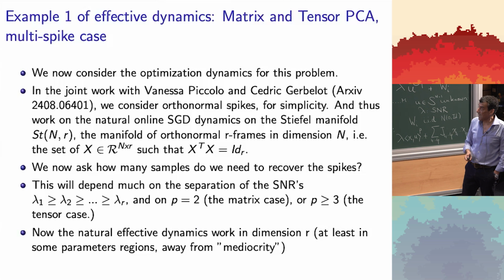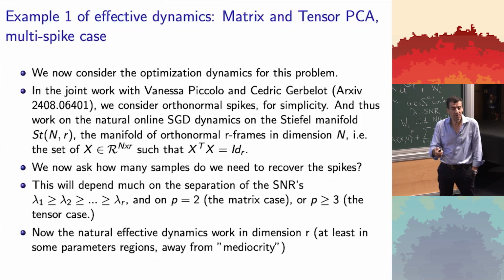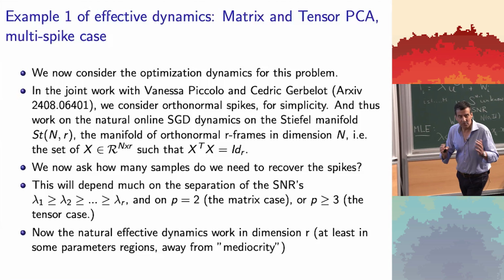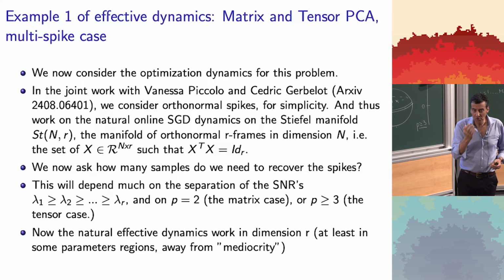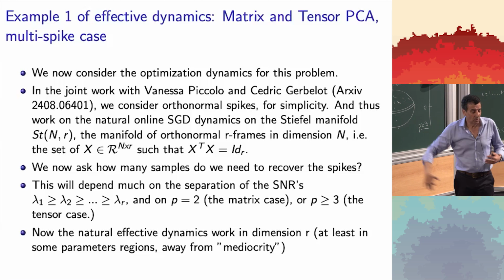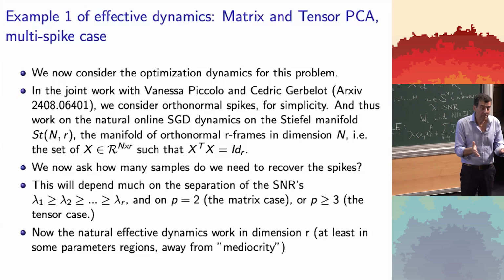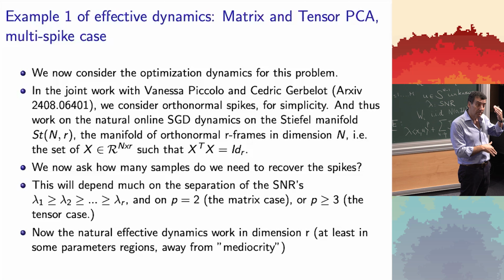Here, the natural effective dynamics work in dimension r. It's natural, we have r spikes, but at least this is at the end of training. I don't want to describe what happens in the beginning. But there are regimes where, before that, you maybe don't see the r things, or you see more than that and they are completely fake.